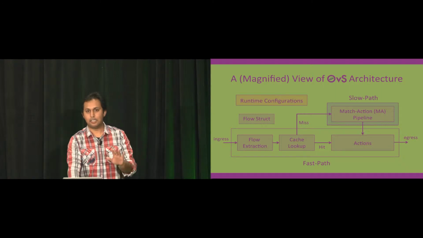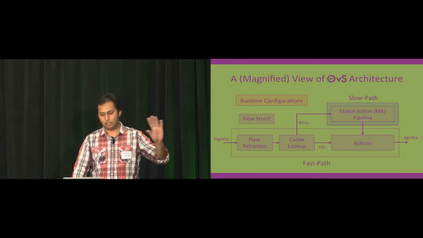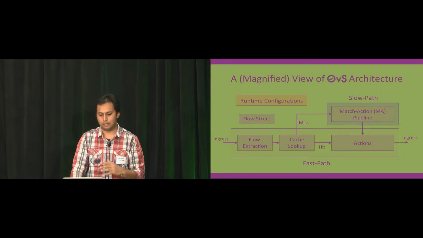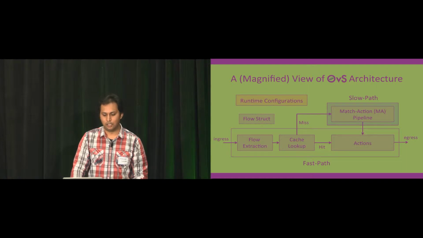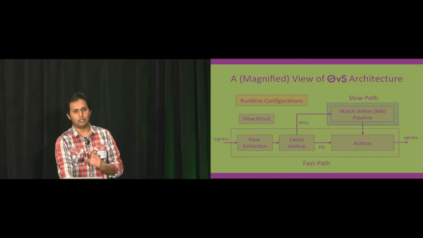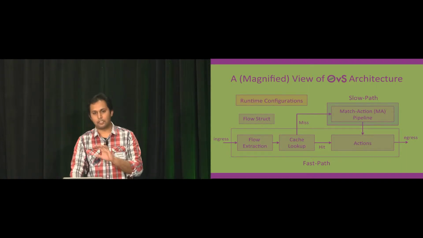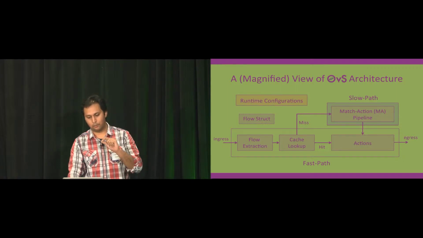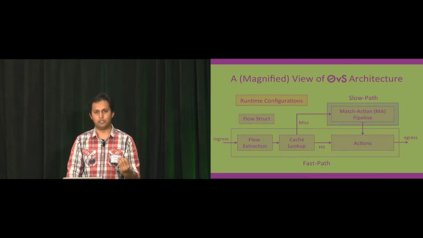And finally, there is a third element, which is sort of like a remote part, but still it is required to actually configure OVS. That's the runtime configuration using OVS command line utilities. So in summary, if you look at this figure, we have 6 main elements. One is the flow extraction. Then we have the match action pipeline, actions, flow struct, and finally the runtime configurations.